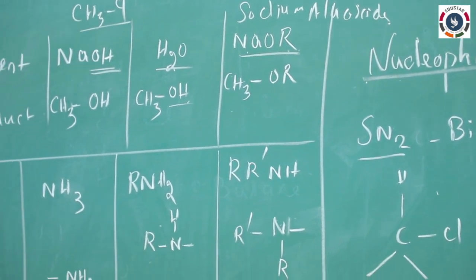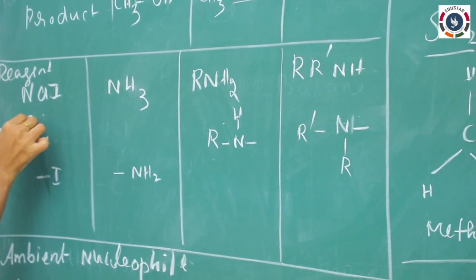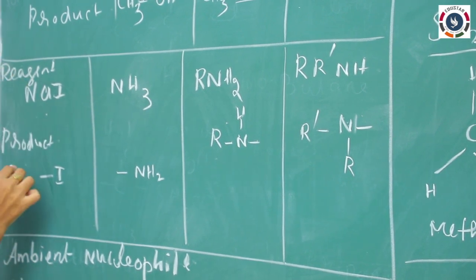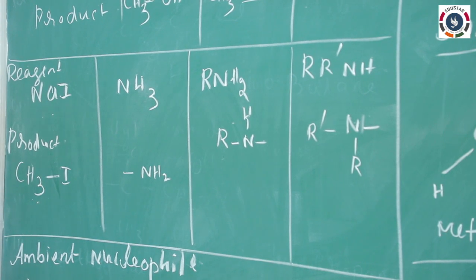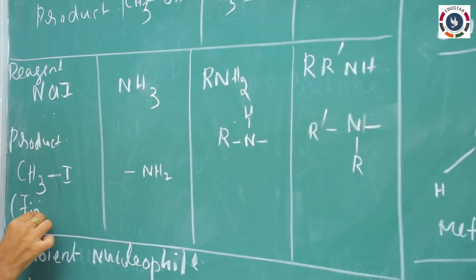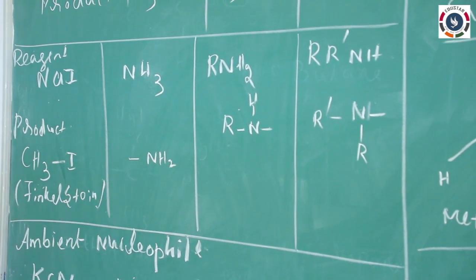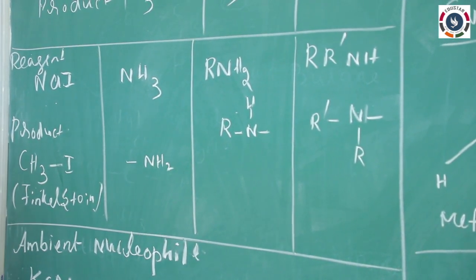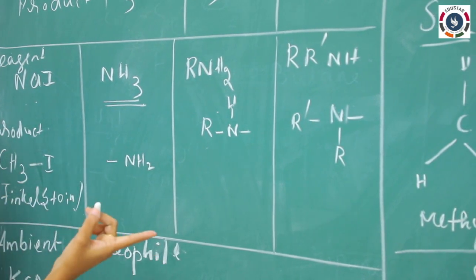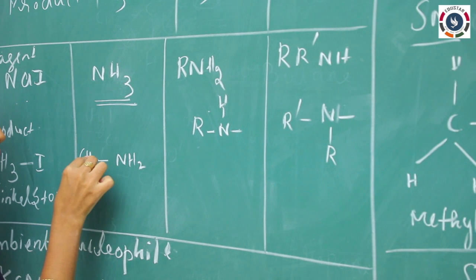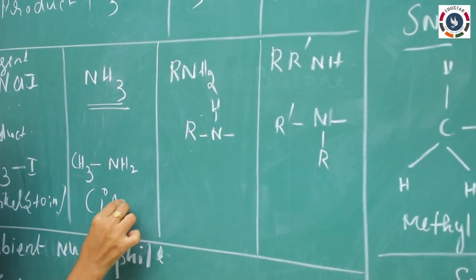The next thing is sodium iodide. To sodium iodide I am adding my alkyl chloride, meaning I am getting methyl iodide. Do you remember the Finkelstein reaction? Yes, we saw it in the previous part. On treatment with ammonia, we will get methylamine, a kind of primary amine.